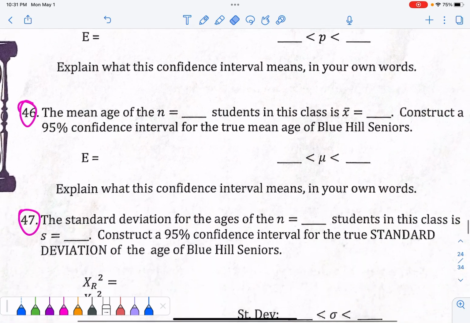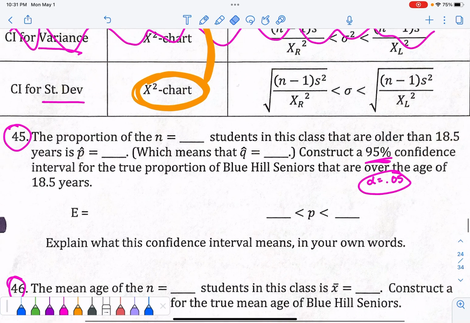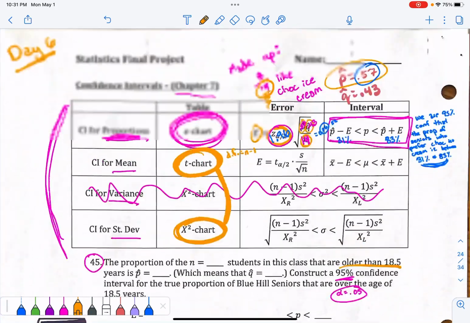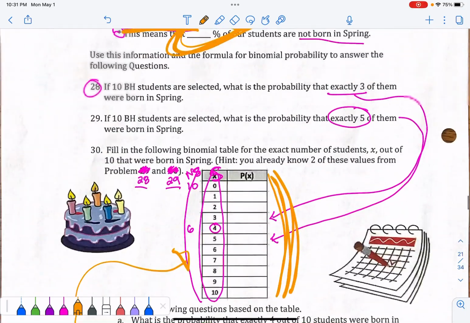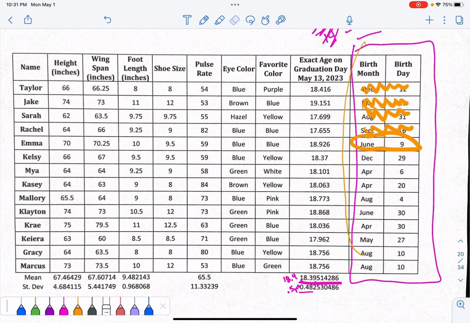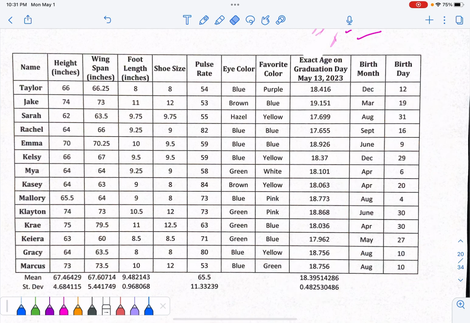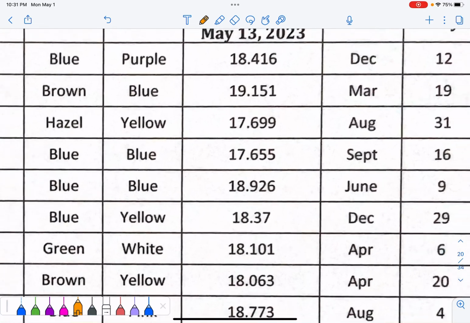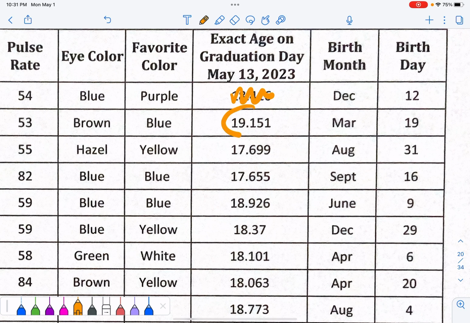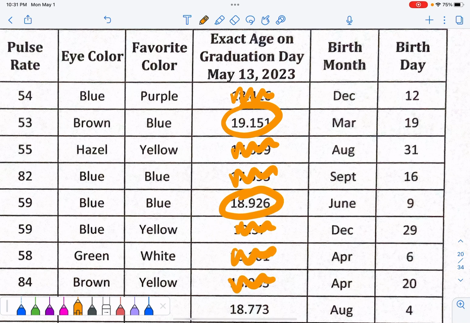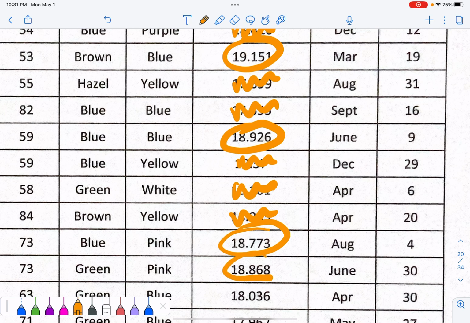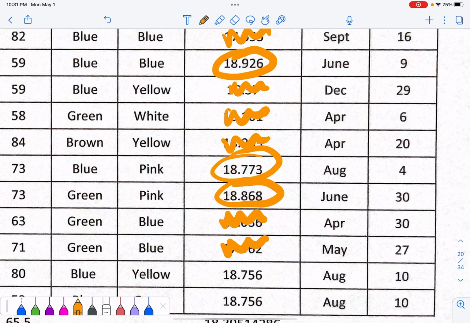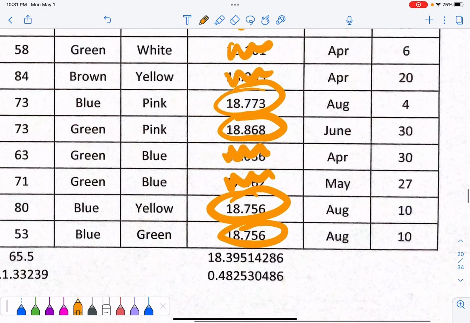On 45, 46, and 47, you are using different things from that table. So we're talking about proportion of students that are older than 18 and a half, okay? Let me go to my chart here. Older than 18 and a half. Let me get rid of some of this stuff, okay? So who is older than 18 and a half? Not this person. Not this person. Not this person. Older than 18 and a half. Nope, nope, nope. This person and this person. 18 and a half, 18 and a half, 18 and a half. Okay, so that many people.